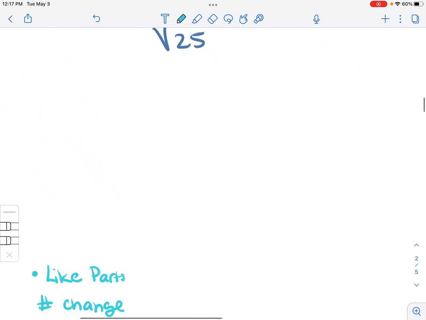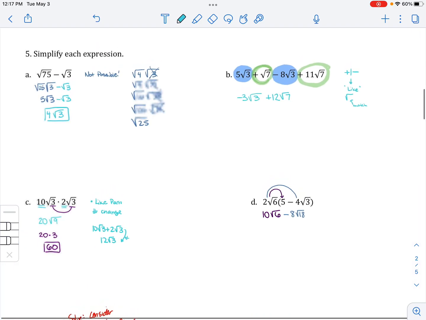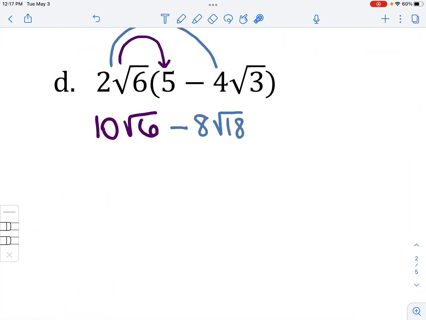So that takes me back to this problem, where when you multiply 2 times 5, you get 10. Root 6 times nothing is just the root 6. 2 and negative 4 is negative 8. Root 6 and root 3 is root 18. Normally, these don't look combinable because these two numbers are not the same thing. But I wonder if they are.